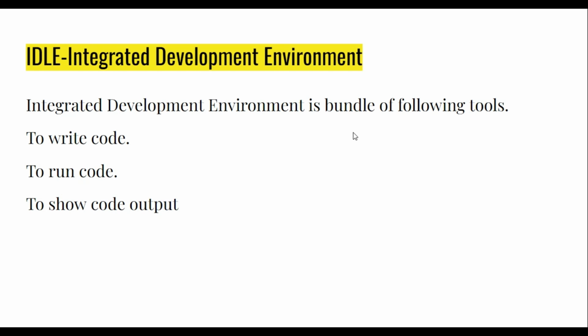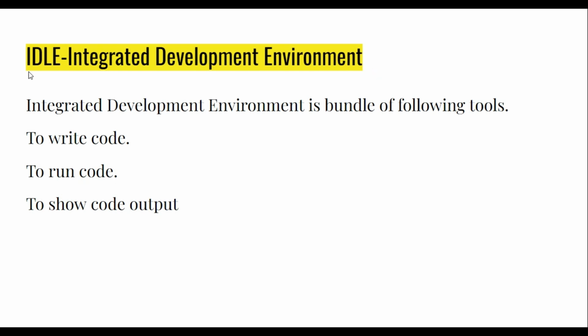When you are developing any application you need a code editor to write code, then you need a code runner to run or execute that code, and whatever the output of that program will be visible on the console. So these tools you need for development, and all these three tools are integrated, meaning bundled together in one environment, so that is called an integrated development environment.